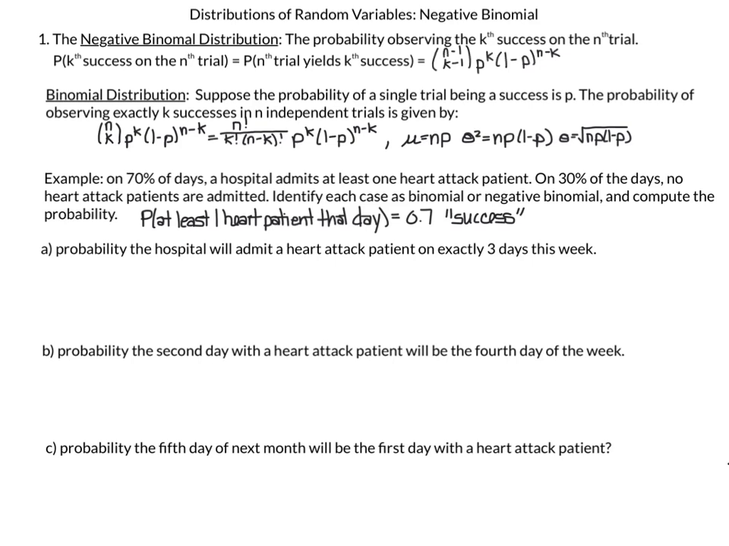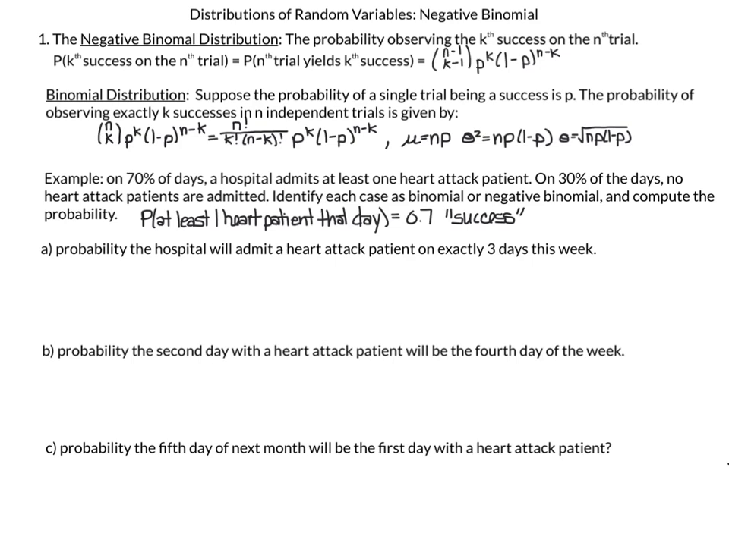And before we consider these 3 things, I'm just going to write what we know. Probability of at least 1 heart attack patient that day is 70%, and we call that a success. And again, I put success in quotes because you probably want days with no heart attack patients. But just because this is given, P is given as 0.7, we're going to consider that a success.